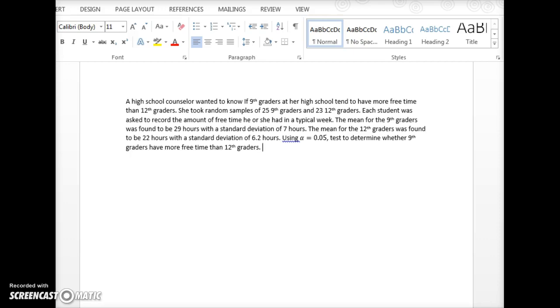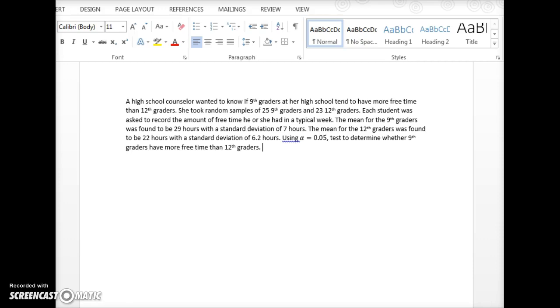So in this first example, a high school guidance counselor wants to know if ninth graders have more free time than 12th graders in his school. So he has two samples. He has 25 ninth graders and 23 12th graders, and each student was asked to report how much free time he or she has in a typical week.